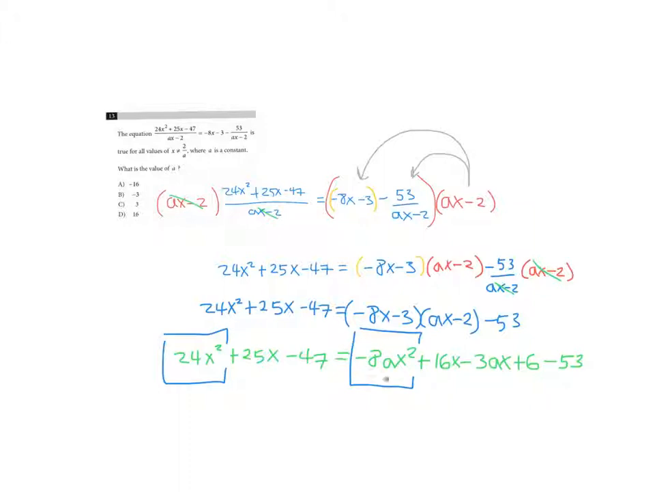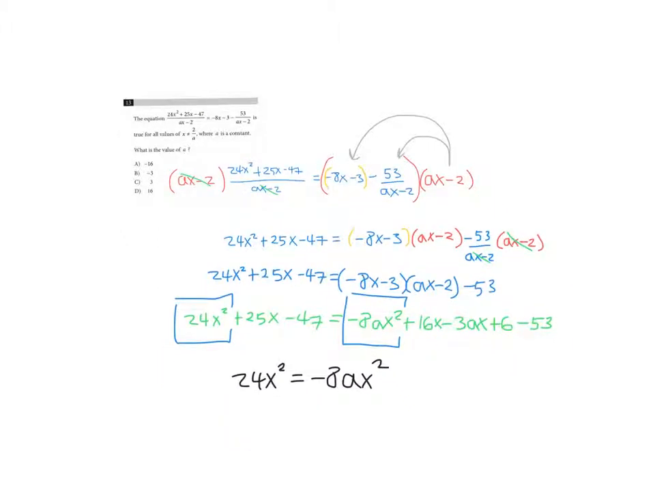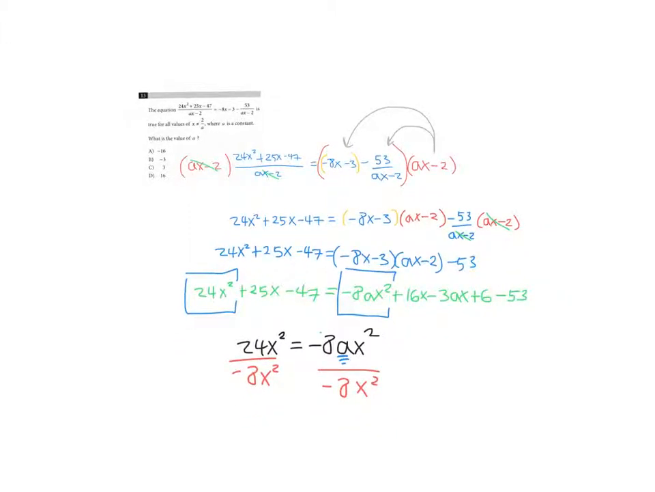So I know for a fact that negative 8ax squared equals 24x squared. So I can actually go off to the side and just focus only on that because remember, we're only interested in what a equals, right? One thing we could do right away is, we want to get a by itself. So let's divide both sides right now by negative 8x squared. And the reason we do that is because that would cancel the negative 8, that would cancel the x squared, leaving only this a on the right-hand side.